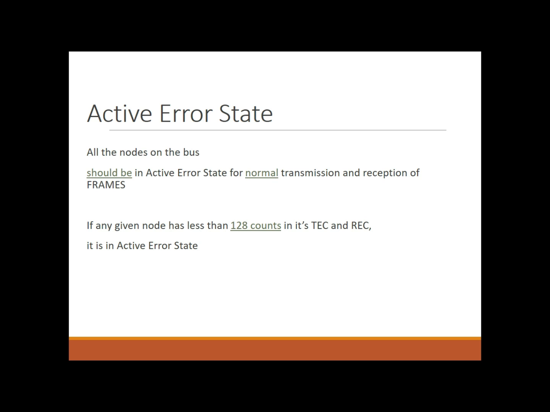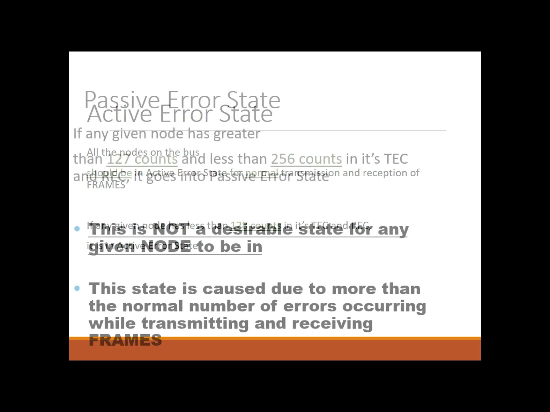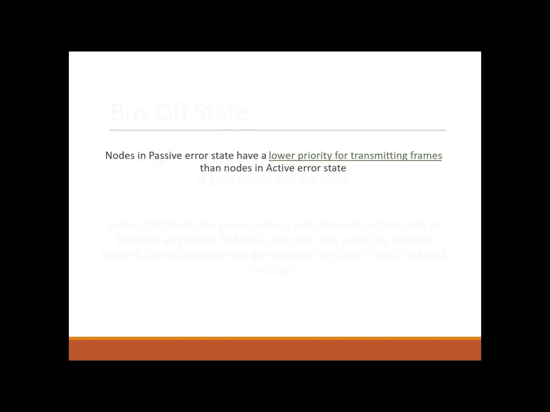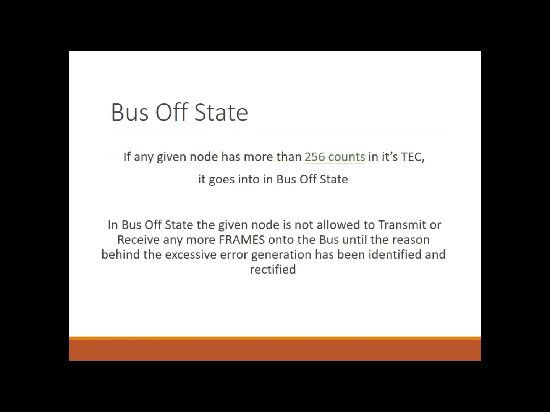If any given node has less than 128 count in its transmitting error count and receiving error count, then it is in the active error state. Next, coming to the passive error, if any given node has a count greater than 127 and less than 256 in its transmitting error count, then we call it the passive error state.